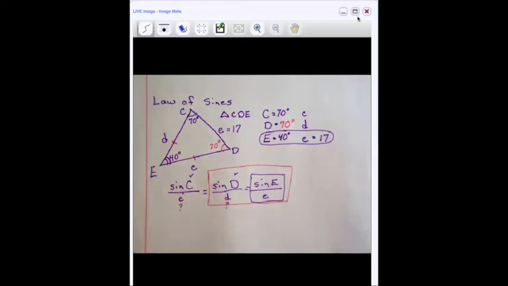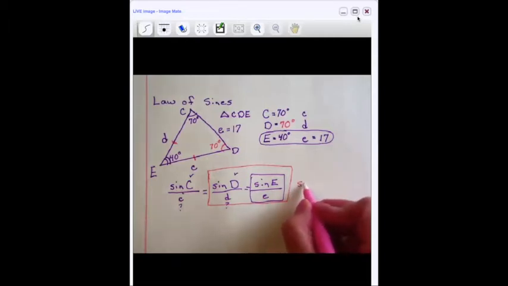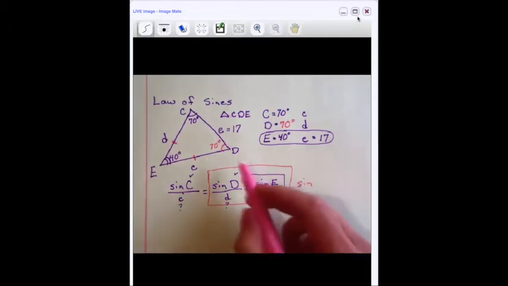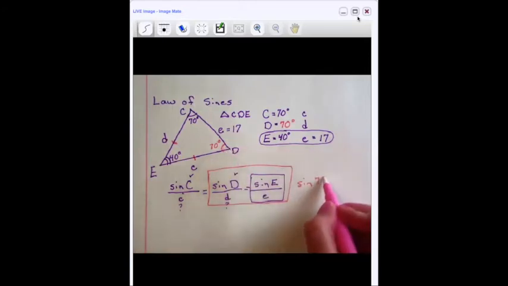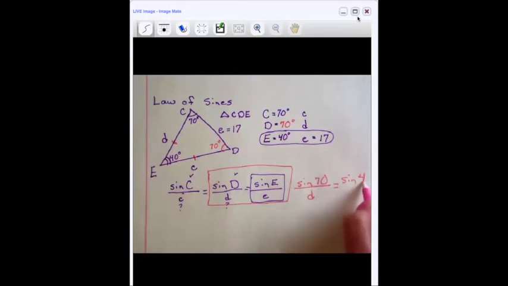So let's look at sine of angle D, that's 70 degrees, over d, which is what I'm looking for, equals sine of 40 degrees over 17.